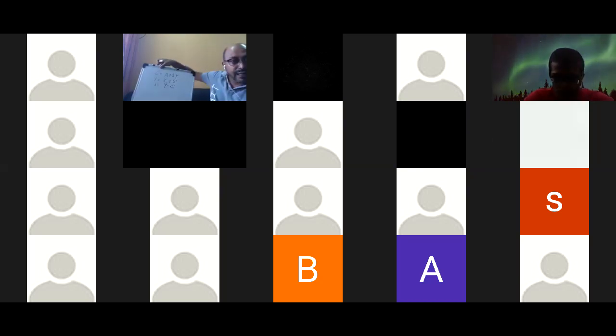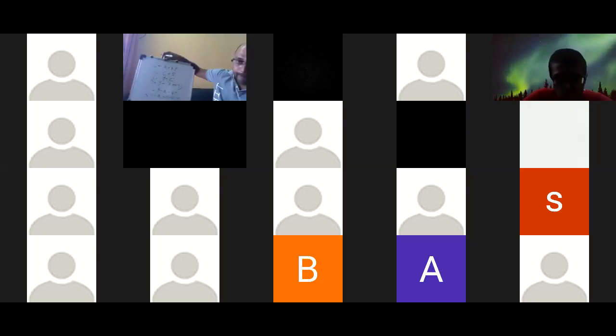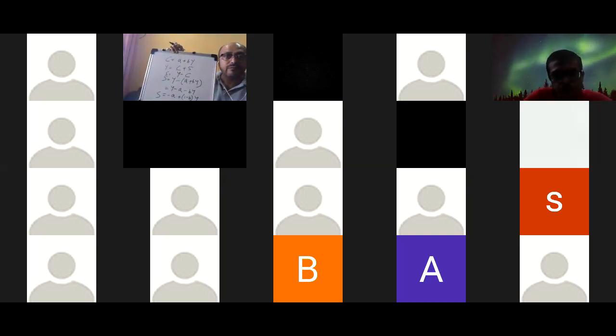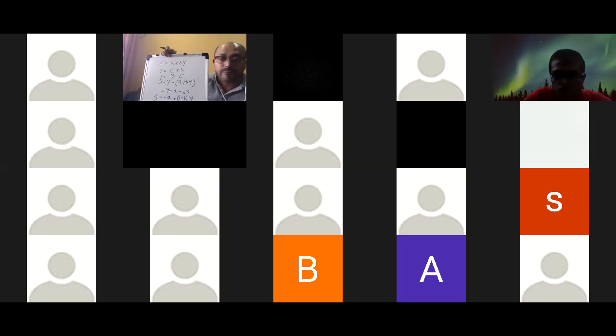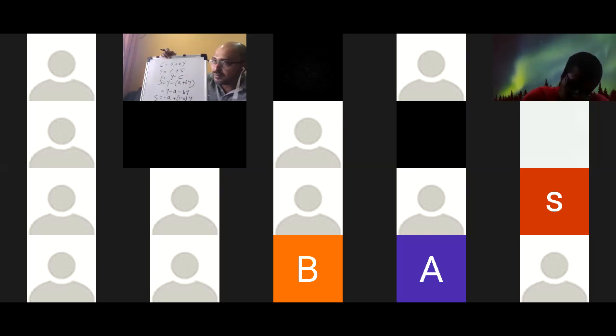Now put the value of C here. You all can also do it on your own. Very easy, see? Put the value of C over here, A plus BY, and then do this manipulation. You will be getting S equals minus A plus (1 minus B)Y.